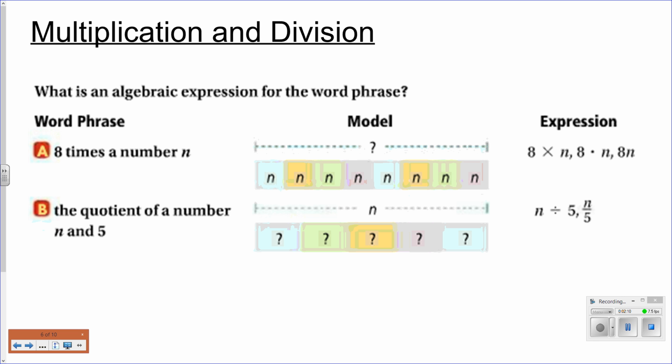Multiplication and division. So 8 times a number n means you have 8n. So you could write it as 8 times n in any of these expressions. And then the quotient of a number n and 5. With division, the order that the variable and the number come in matters. The first number goes on the numerator, and the second number always goes on the denominator. So in this case, the first number is a variable, so n is the numerator, or the first term, and 5 is the second term.